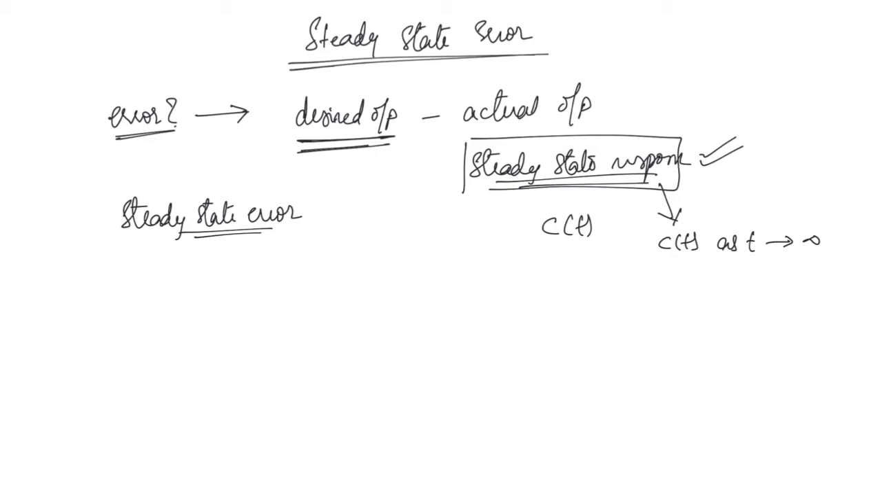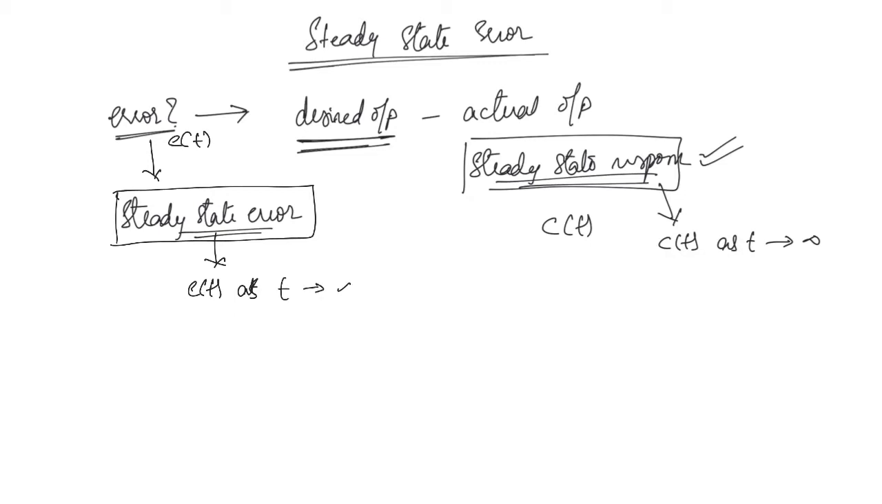Now the steady state error can also be found from the error. Let us say the error is E of t. Then the steady state error will be E of t as t tends to infinity. So this is how you can find out the steady state error.